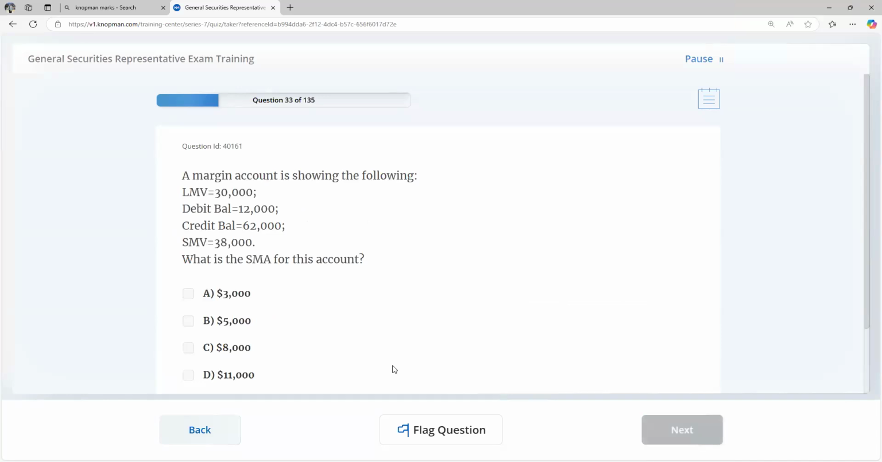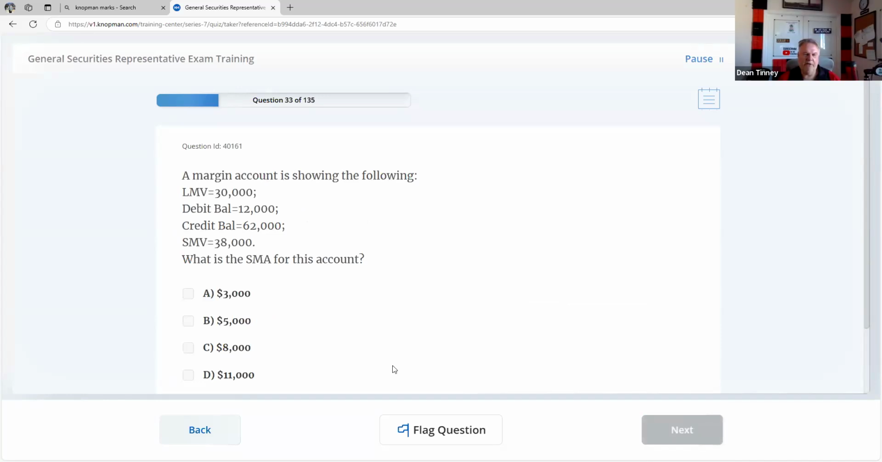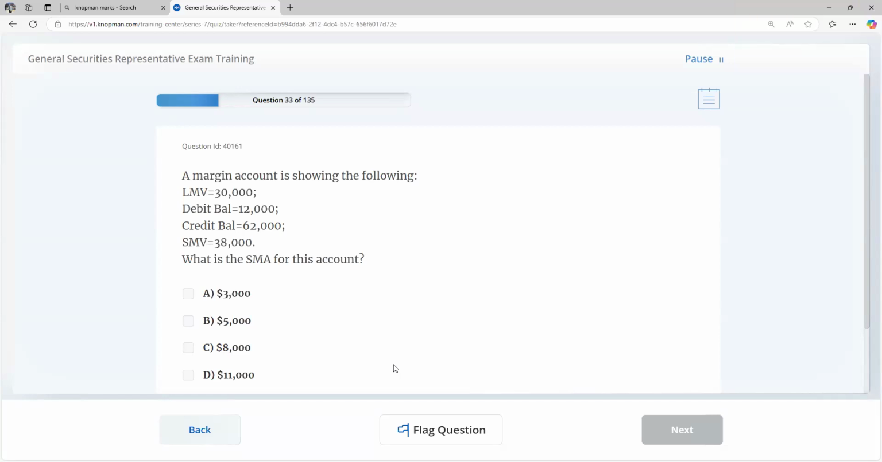And a margin account is showing the following: long market value 30, debit 12, credit 62, SMA 38. All right, I'm gonna start writing some stuff down.